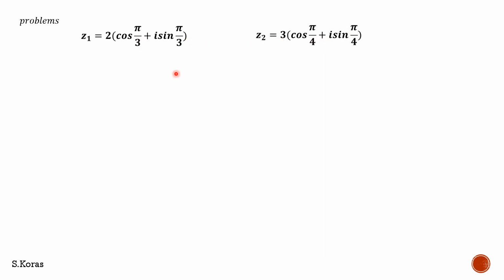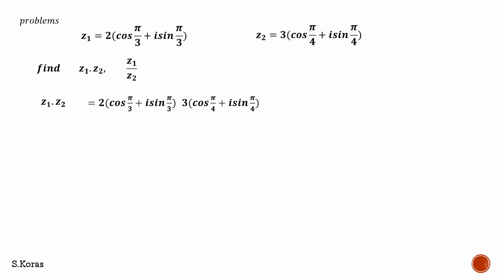Now let us try to multiply these two complex numbers. Z1 into Z2. Z1 is written and Z2 is written. Now don't try to multiply in the way of like this. Don't multiply like this. We have formula. What the formula says, we have to multiply the modulus. So 2 into 3. After that we have to add the argument.